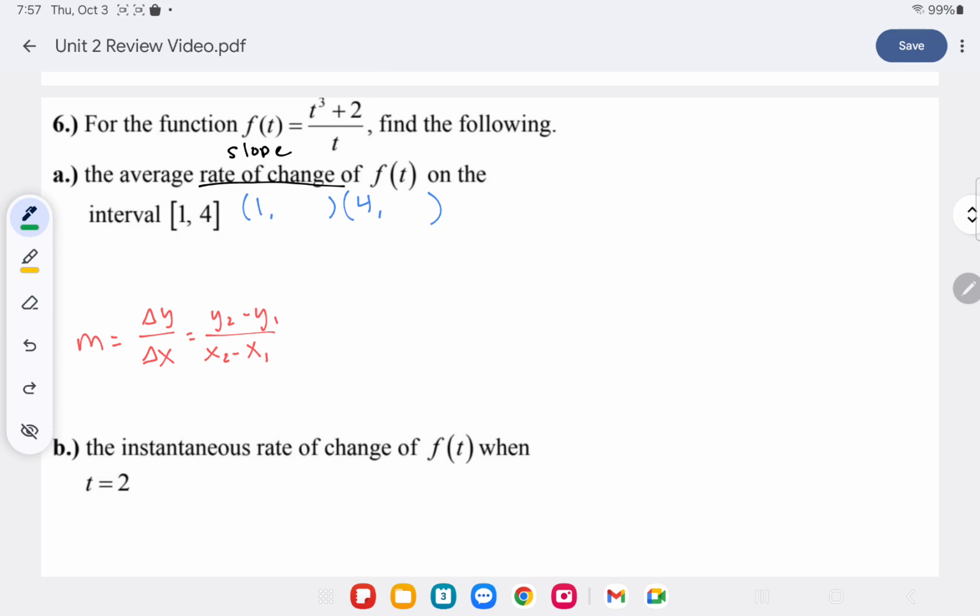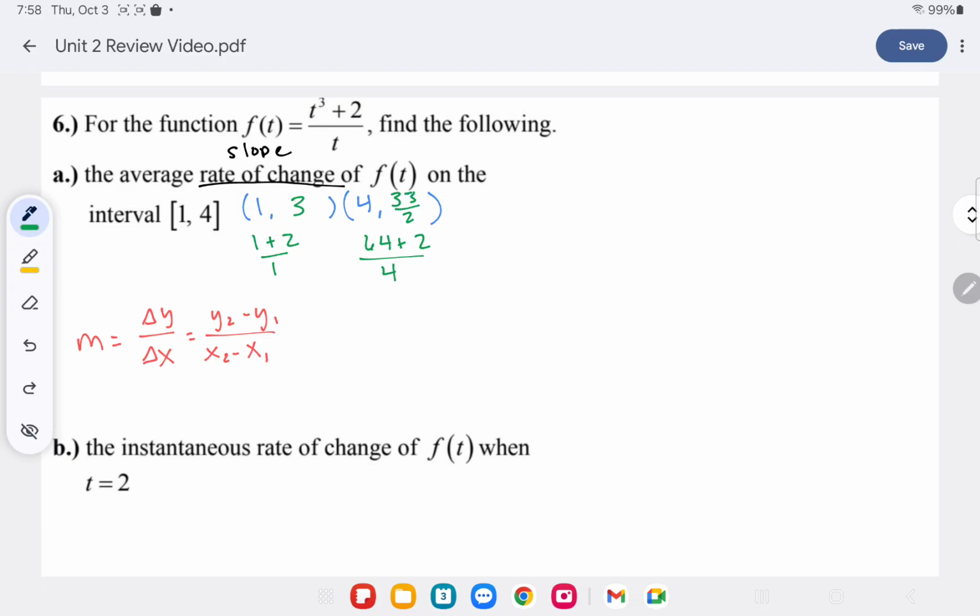So when I plug in 1 into the equation, we have 1 plus 2 over 1, so 3. And then when I plug in 4, I get 64 plus 2 over 4. So let's see, 66 over 4, 33 over 2. Probably just leave it 33 over 2.